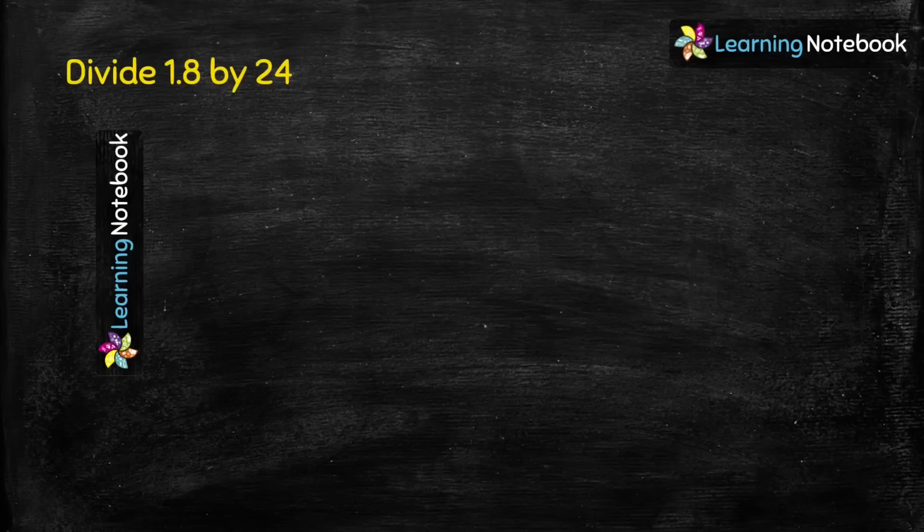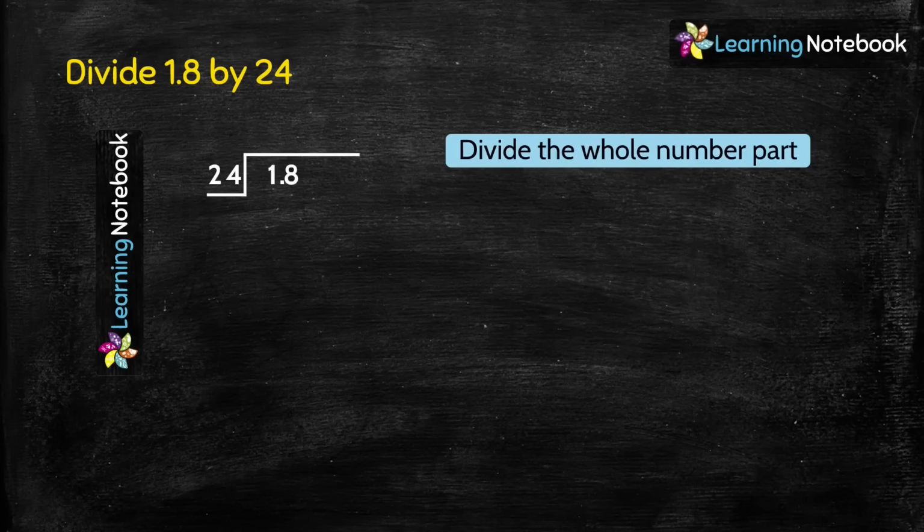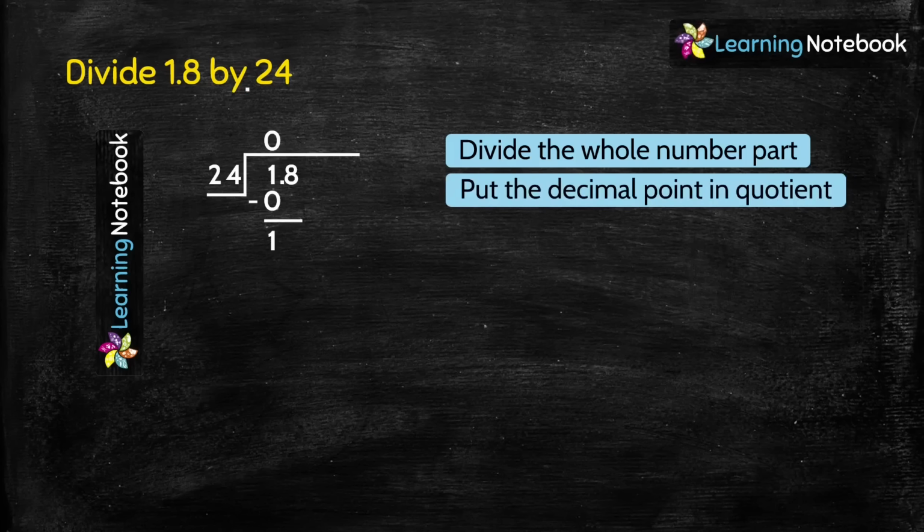Next question is, divide 1.8 by 24. So first we will divide the whole number part, which is 1. But 1 is smaller than 24. So we will do 24 into 0 equals 0. And 1 minus 0 equals 1. Now division of whole number part is complete. So put the decimal point in the quotient.